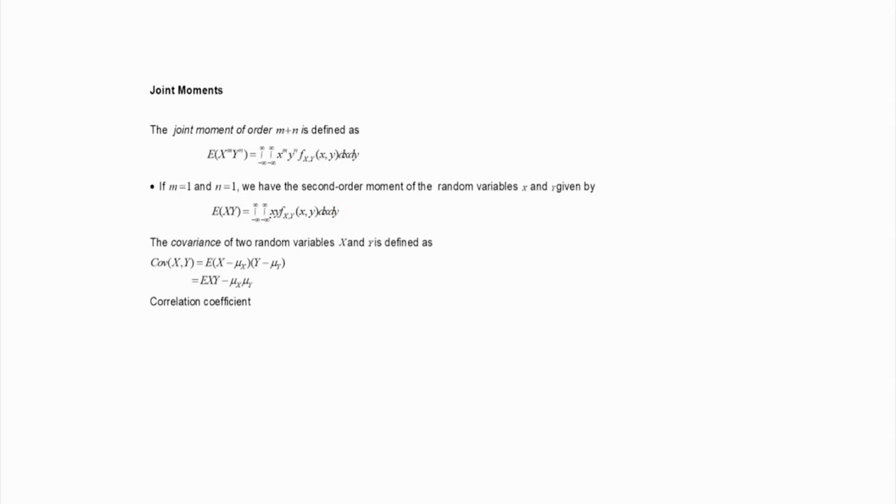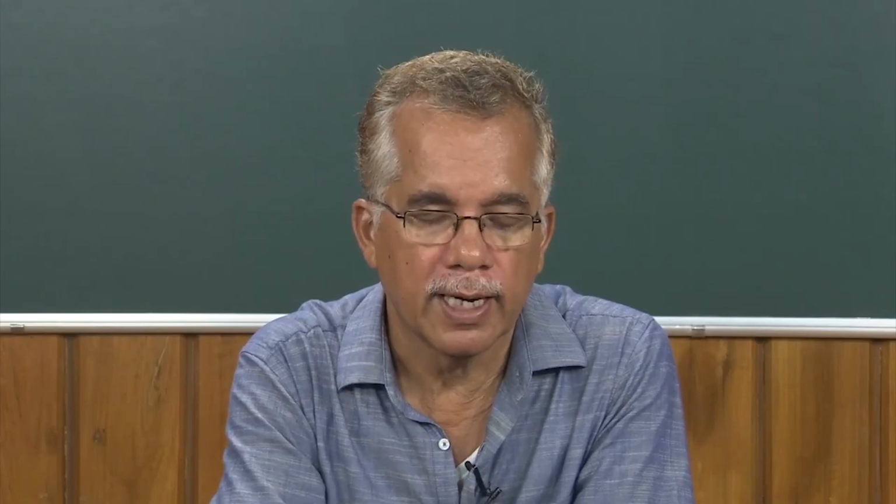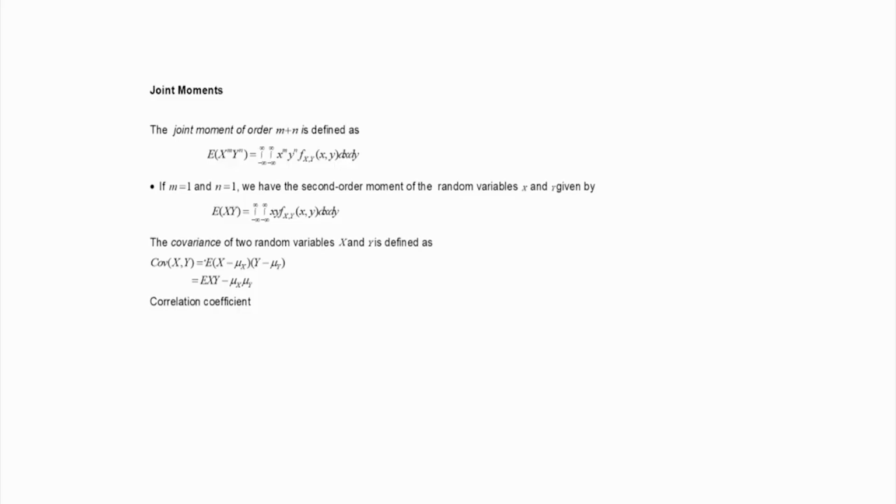So, that way we can define the joint expectation or second order moment of the random variables X and Y. We can define the covariance of the random variables X and Y. So, the covariance between X and Y is given by Cov of XY, that is equal to E of (X minus mu_X) into (Y minus mu_Y). So, we consider the deviation of each random variable, X minus mu_X, and similarly the deviation of Y, Y minus mu_Y, and this quantity is known as the covariance.